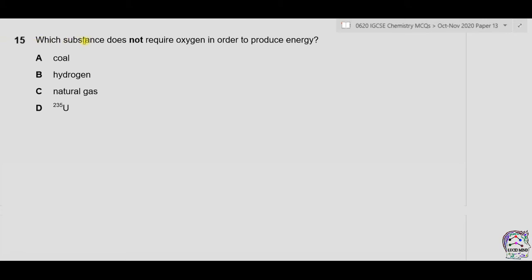Question 15. Which substance does not require oxygen in order to produce energy? A is coal. Now coal is made up of carbon, and carbon requires oxygen in order to produce carbon dioxide and energy. So A is wrong. B, we have hydrogen. Again, hydrogen requires oxygen to combust to produce water along with energy. So B is also incorrect.